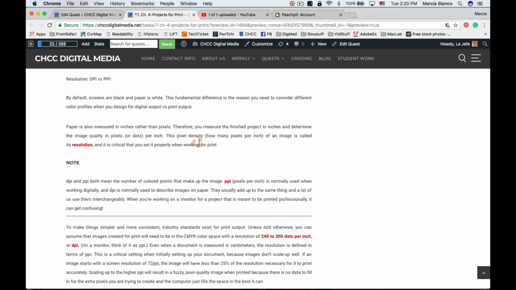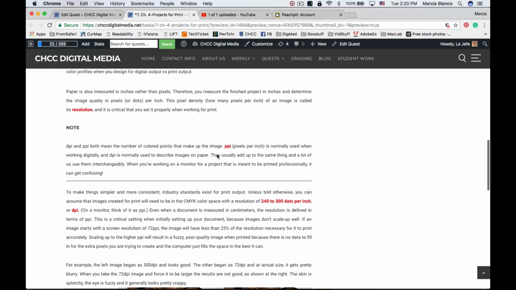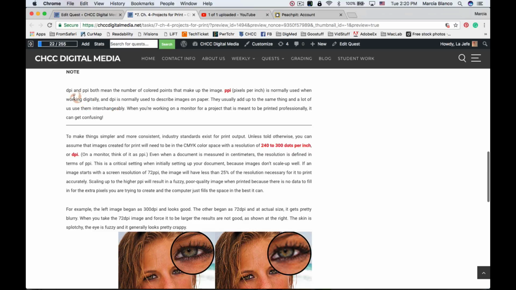This pixel density, how many pixels per inch, of an image is called its resolution, and it's crucial that you set it properly when working for print. Note: DPI and PPI both mean the number of colored points that make up the image. PPI, pixels per inch, is normally used when working digitally, and DPI is normally used to describe images on paper. They usually add up to the same thing, and a lot of us use them interchangeably.